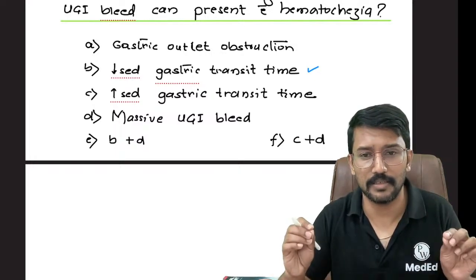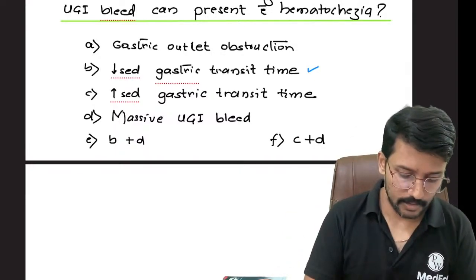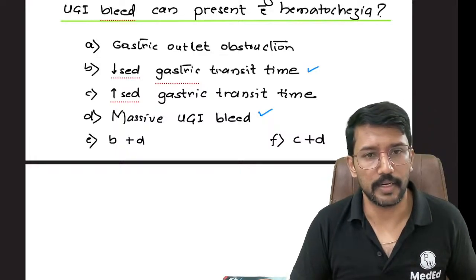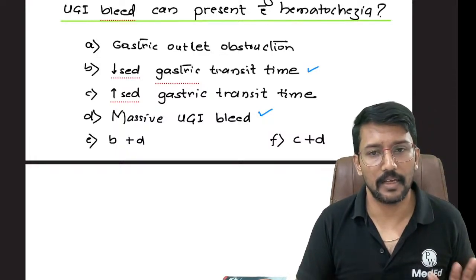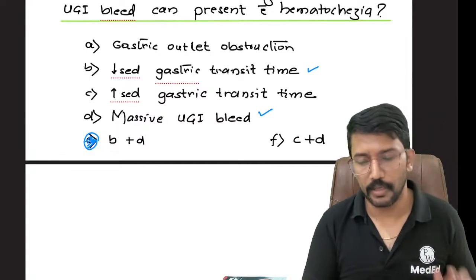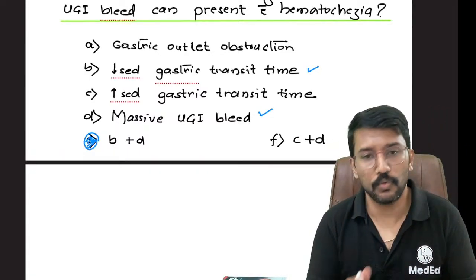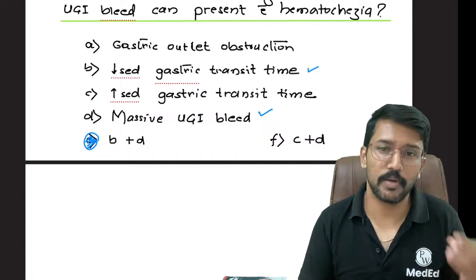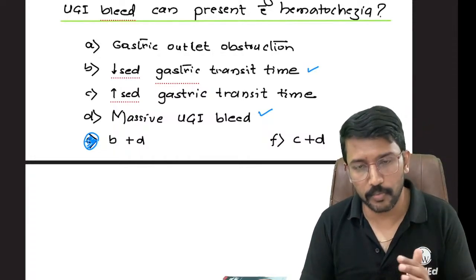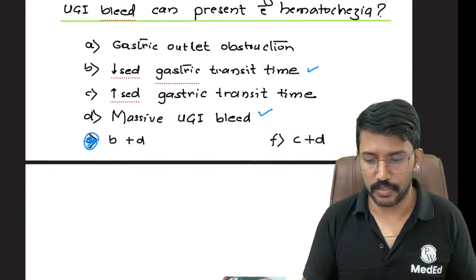If the transit time is increased, obviously it is going to spend more time inside the GIT, right? And then if there is a massive upper GI bleed, B and D are appropriate answers. So in that case, option E is something that we should be going for. Hematochezia refers to the presence of frank blood in the stool instead of altered blood, directly seeing clear frank blood in the stool. We call it hematochezia.